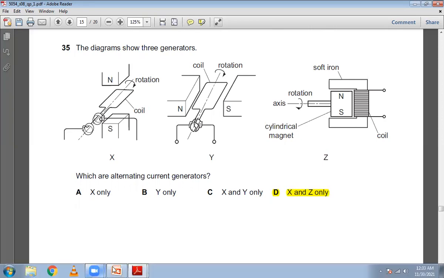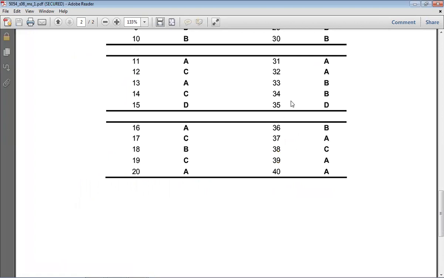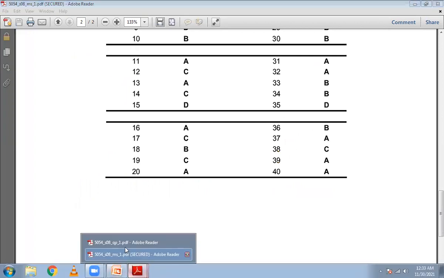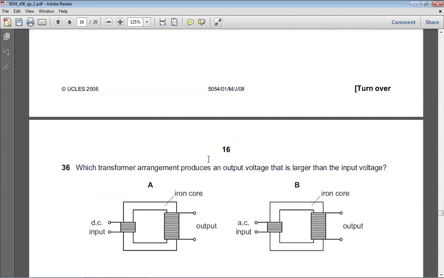Question number 35. D. Yeah, our answer is right. Question number 35, D is the right option, sir.